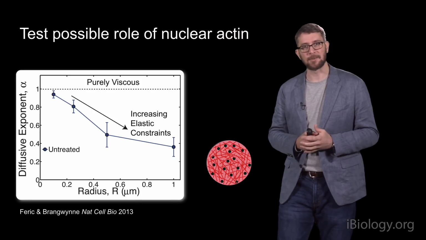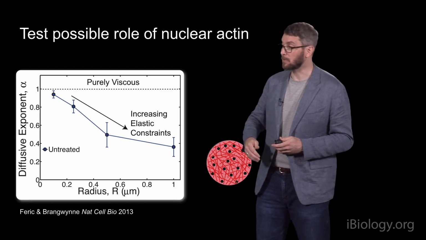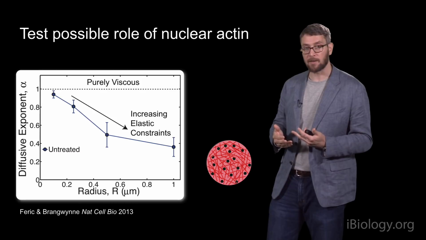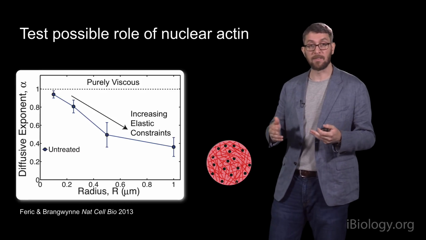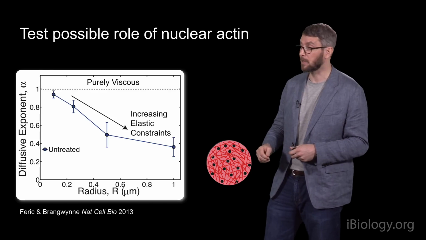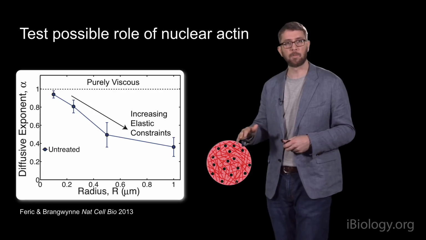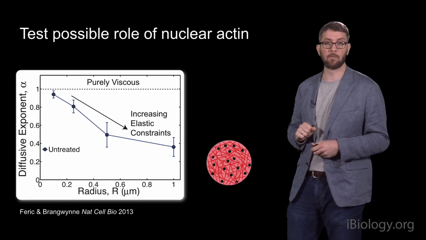So what do you expect? You can ponder for a moment. If you've been listening to the last few slides, then you would say, well, the diffusive exponent should be 1 if it's simple diffusion. So if it's an actin network and I were to bust up the actin network, then this curve should basically all go up to 1. All those points should be up around a diffusive exponent of 1.